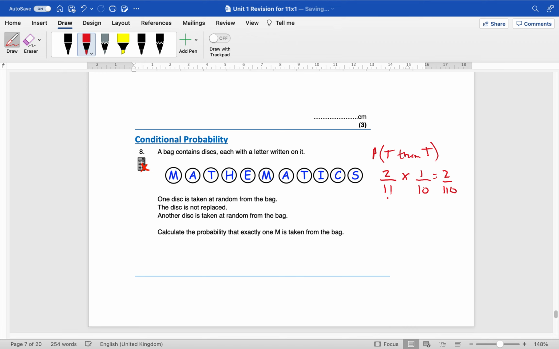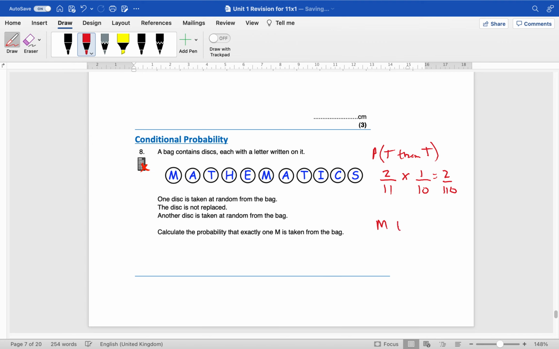Then we might get something harder. What's the probability of getting 2 letters the same? So it could be a T followed by a T, or it could be an M followed by an M in this case. Are there any other letters? Or an A followed by an A, work them all out and add them all together, okay? Or something like this, which is a bit harder. Calculate the probability that exactly one M is taken from the bag. Right, exactly one. Think about this.